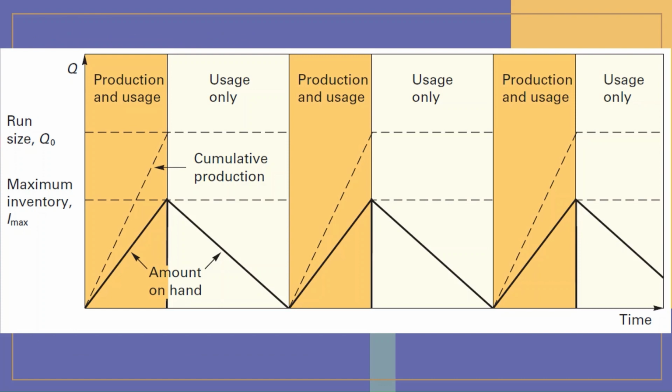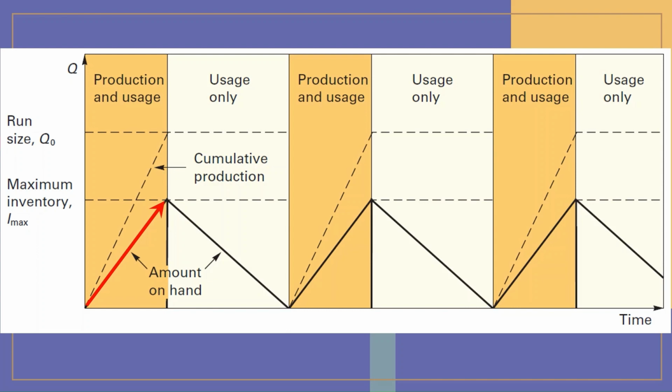This figure illustrates how inventory is affected by periodically producing a batch of a particular item. During the production phase of the cycle, inventory builds up at a rate equal to the difference between production and usage rates. For example, if the daily production rate is 20 units and the daily usage rate is 5 units, inventory will build up at the rate of 20 minus 5 equals 15 units per day. As long as production occurs, the inventory level will continue to build.